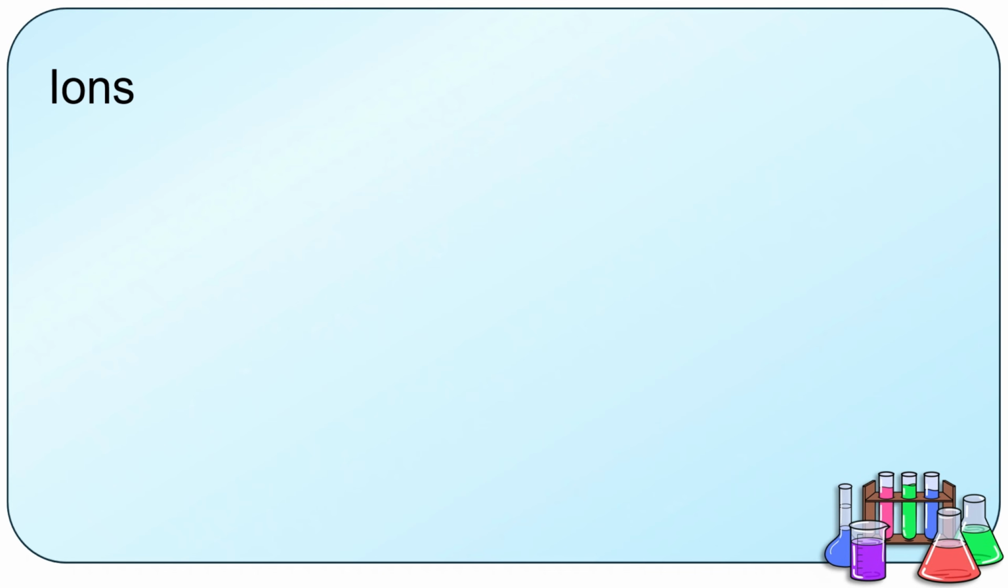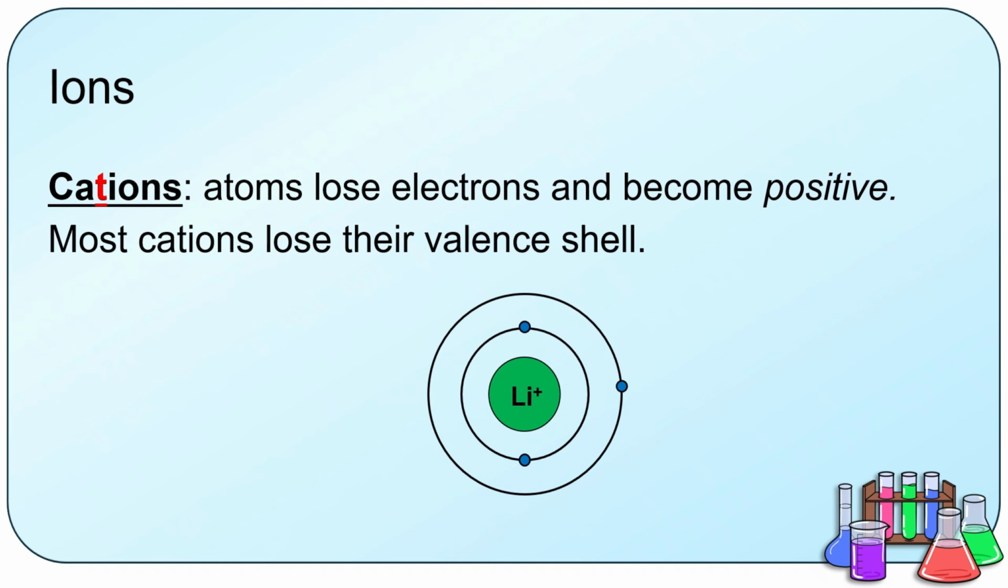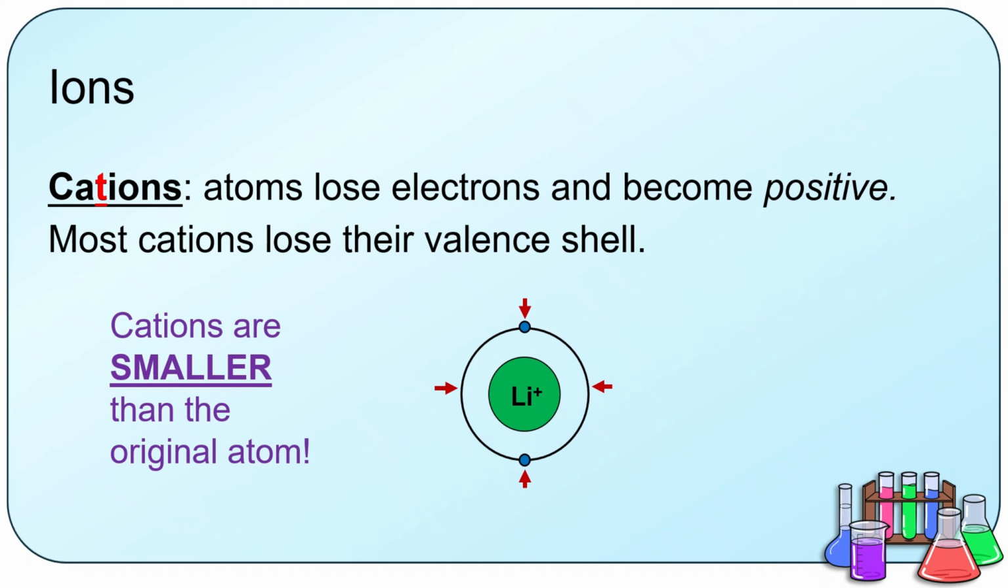Let's define ions first. The first type of ion is a cation. Cations are formed when atoms lose electrons and become positive. I like to remember that this T in cation looks like a positive sign, so cations are positive. Most cations lose their valence shell, like in this picture here. This is lithium. If it loses its one valence electron, its entire valence shell will be gone. As a result, cations are always smaller than the original element.